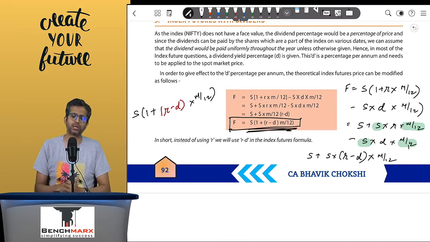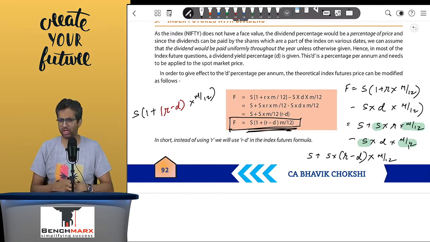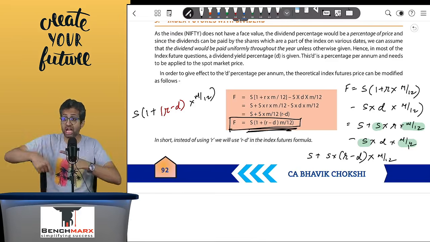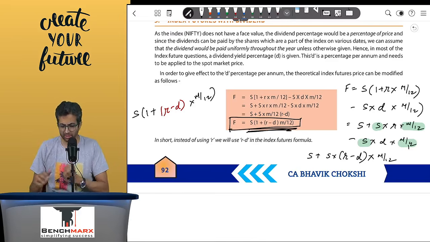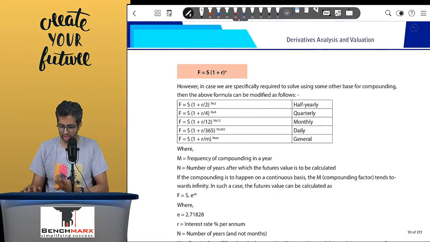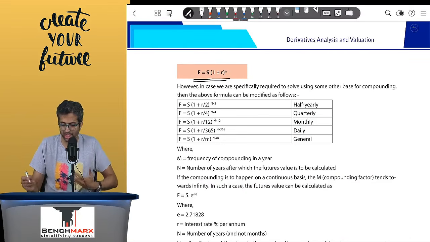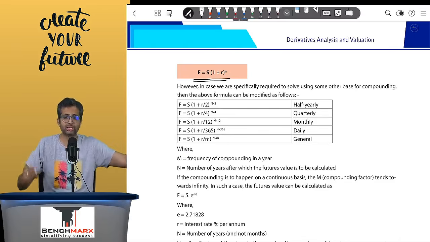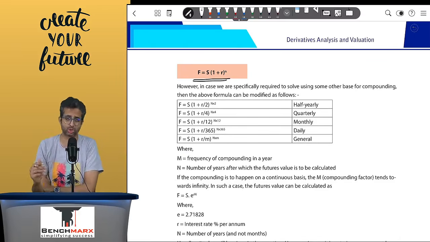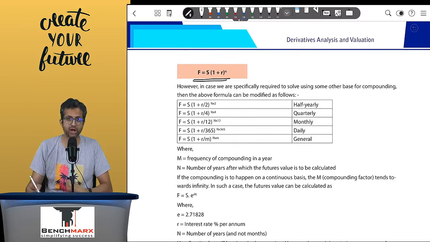Another challenge that can come sometimes is what happens in case there is continuous compounding. Let it be stock futures, let it be index futures. What happens if the compounding happens continuously? Usually we assume that the compounding happens annually. So this is the formula. If the compounding were to happen annually, it is the usual compound interest formula that A is equal to P into 1 plus R raised to N, or F, that is the future value, is equal to S, that is the spot value, into 1 plus R raised to N. However, if it is half yearly, then R divided by 2 into N by 2. If it is quarterly, R divided by 4 into N by 4. Monthly, R divided by 12 into N by 12, and so on.